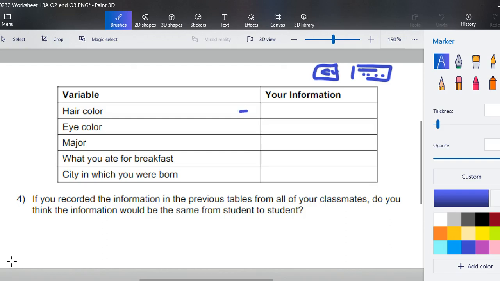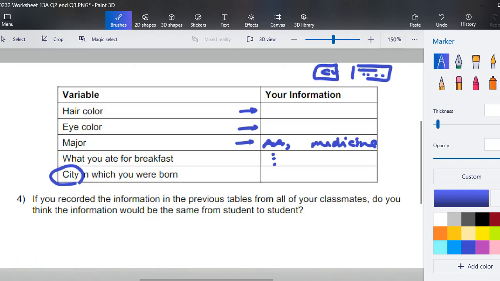And then whenever you do this in a study, they may block it down to specific choices, or it could be that you describe what you would like to describe, and the same thing with eye color. What is your major? They may ask for the big part, like an AA or an AS, or they may just like to know if it's in the field of whatever, like field of medicine. What you ate for breakfast, there could be choices, like if there were drinks or breads or fruits, and then the city in which you were born.